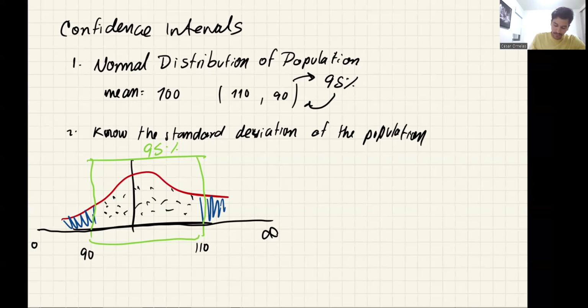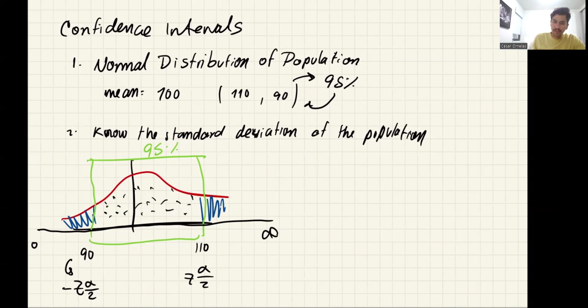So 90, we can know it as minus zeta alpha divided by 2, and the positive value is going to be zeta alpha divided by 2. Now, we need to know the probability of this happening.